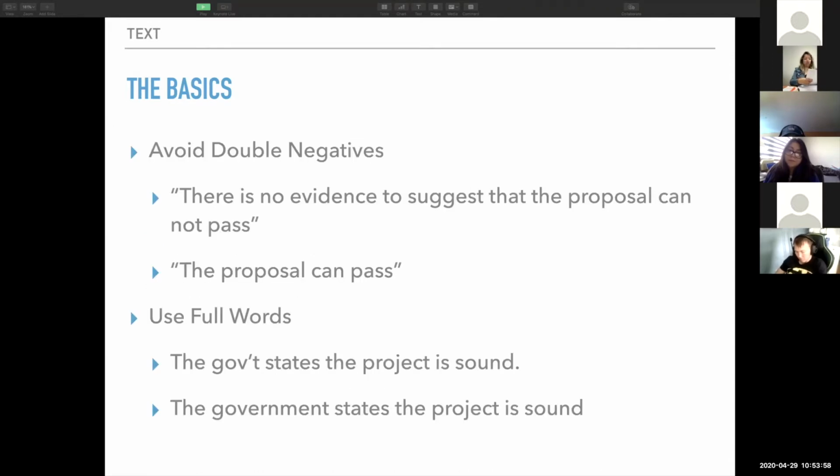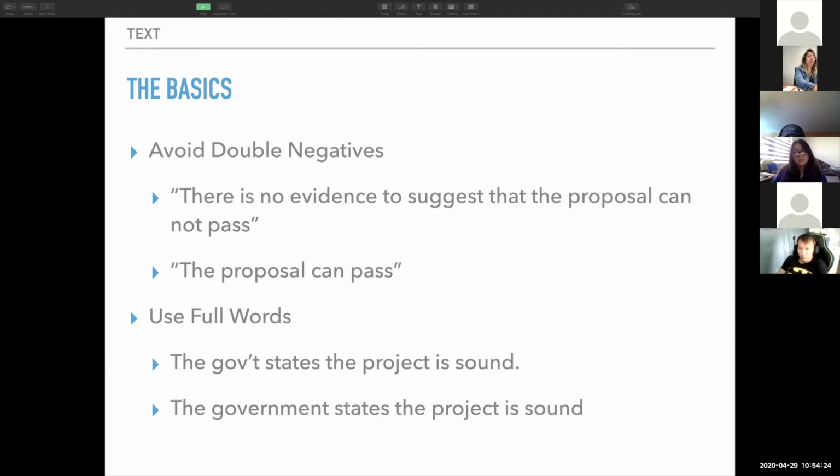And then you want to make sure to avoid double negatives. Things like, there is no evidence to suggest that the proposal cannot pass. What? Why not just say the proposal can pass? So think about it. There is no evidence to suggest that the proposal cannot pass. Well, then why did you just use positive language instead of negative language?